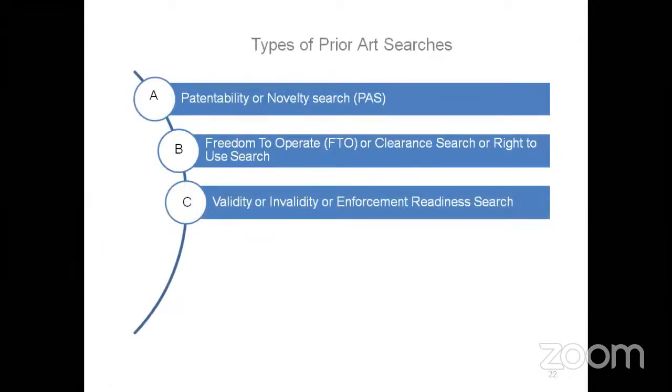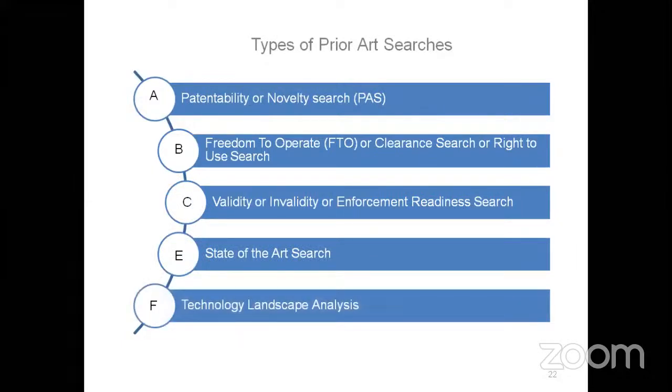And even in prior art searches, there are so many types. One is patentability or novelty search, which everybody has to do before filing the patent. Next is freedom to operate or clearance search or right to use search.